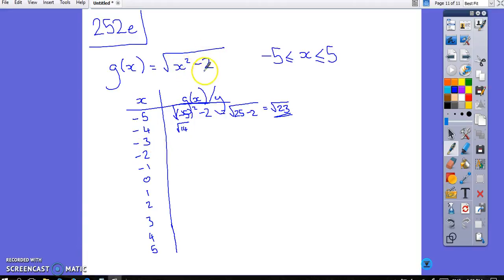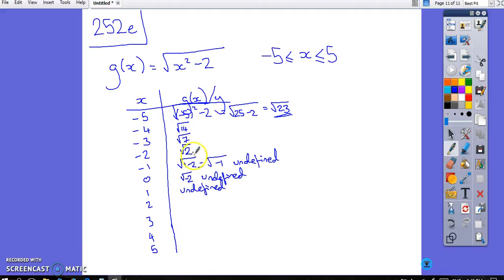So for negative 3 we have 9 take 2, which is root 7. For negative 2 we have 4 take 2, which is the root of 2, which as we know is irrational. For negative 1, however, we have the square root of 1 minus 2, which is the square root of negative 1, which doesn't exist. So our function here is undefined at this point. The same for 0. 0 minus 2 is minus 2, so the root of negative 2 is also undefined. And we'll find the same for 1.